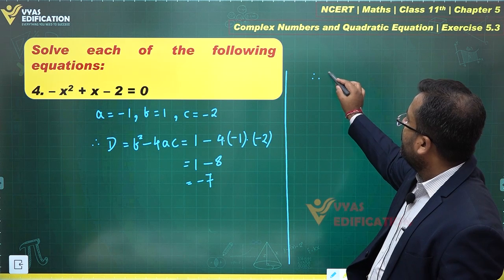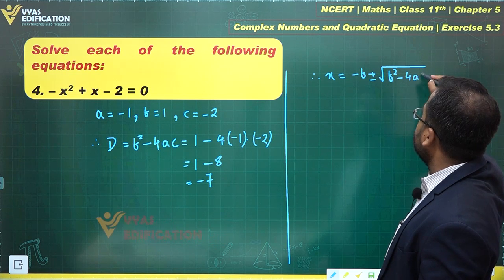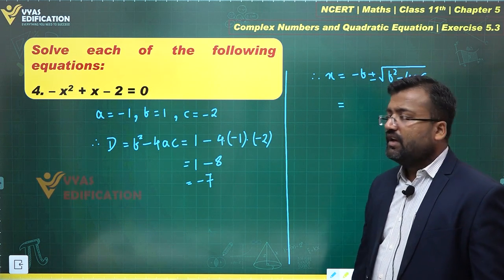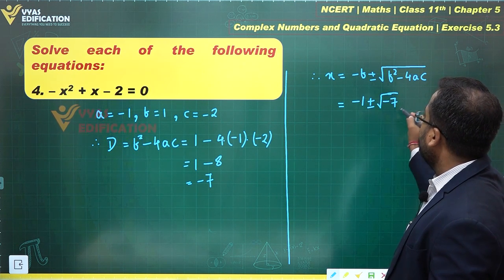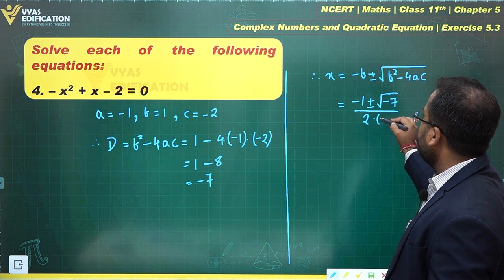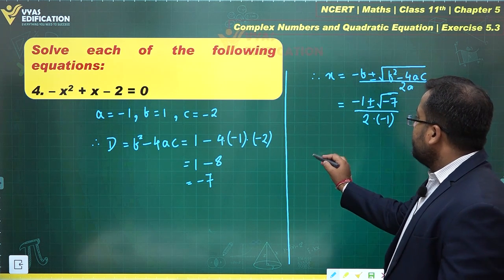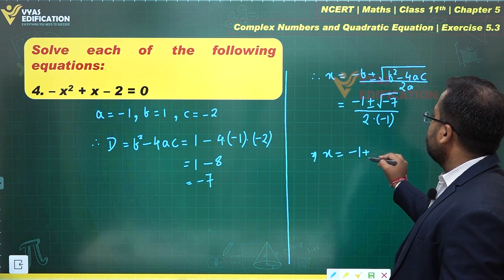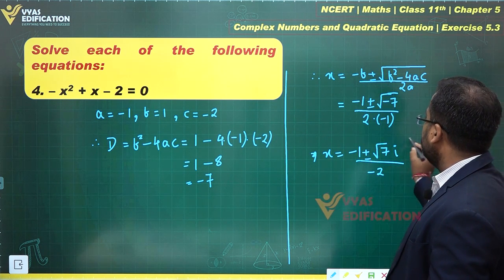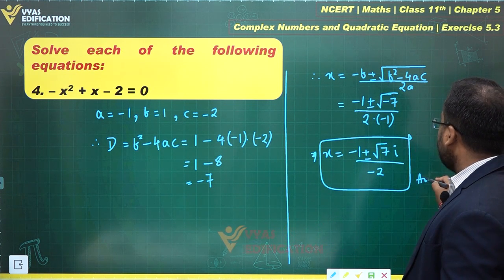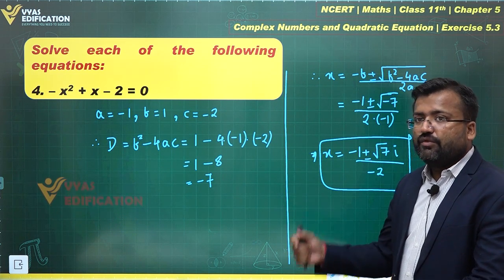Therefore, x equals minus b plus minus under root of b square minus 4ac upon 2a. This becomes equal to minus 1 plus minus under root of minus 7 upon 2 into minus 1, that is 2a. This gives me x equals minus 1 plus minus root 7 times root minus 1, root 7 i, upon minus 2, and yes, that is my answer for this question. This is my final answer for this question.